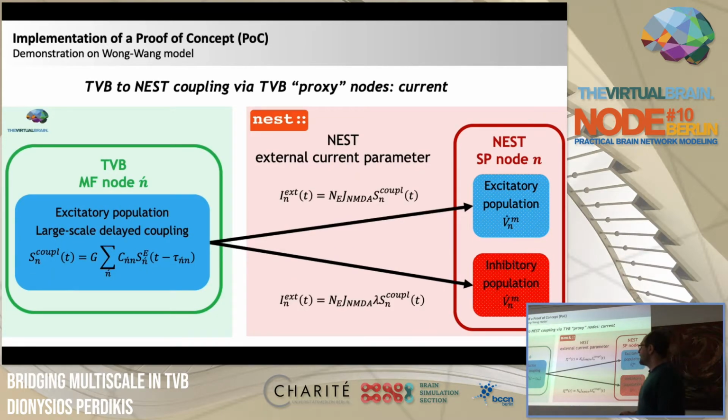Finally, in the third scenario, TVB is the one that computes the coupling that should be applied to a NEST spiking node at time t, computed through all time delays and connectivity weights that TVB has, and then directly at that point drives a specific external current parameter. After, of course, it's multiplied with the current constant, etc. So there are two ways to do this through currents and one way to do it through spikes.